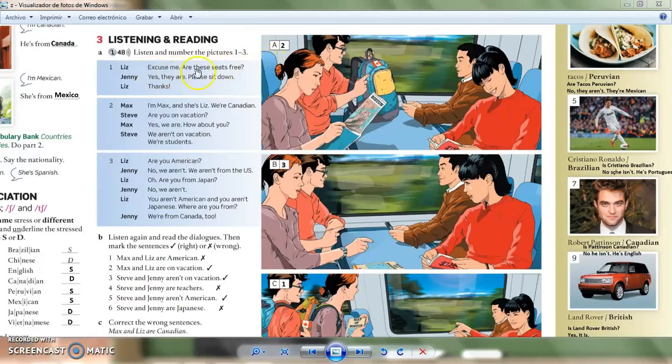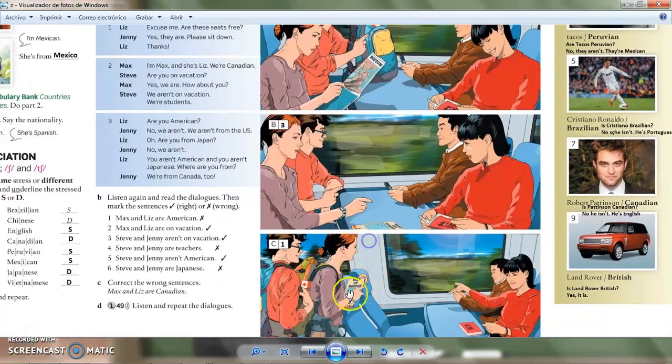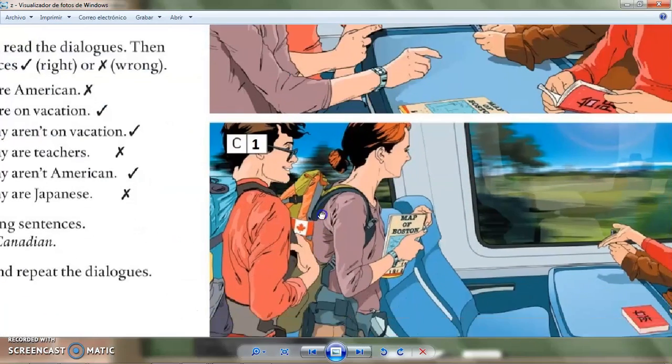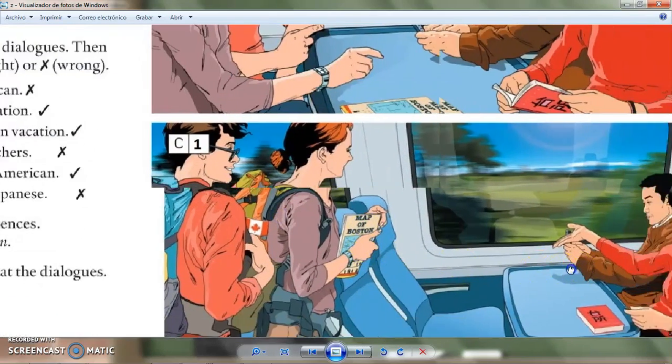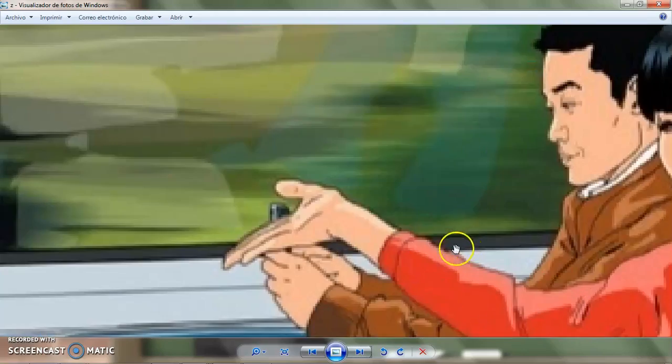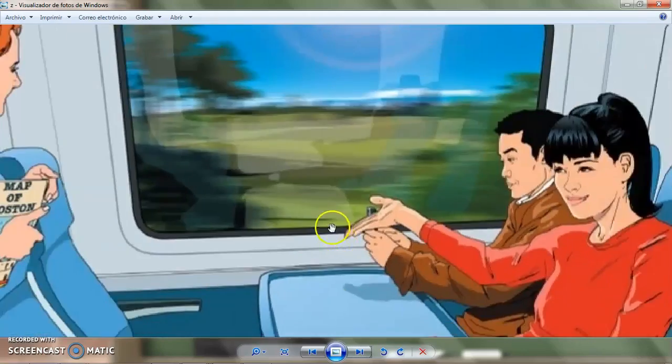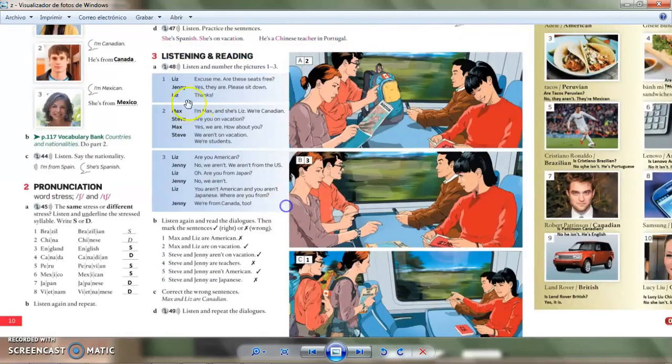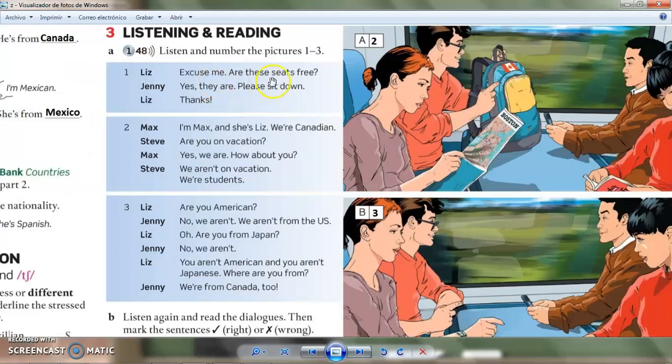About the conversations that we have here. Okay, conversation number 1 is this. Here we can see that they are arriving. They have a map of Boston, and the woman is saying this. She's moving her hand to tell them to sit. That's the reason we clearly understand that it says this. Excuse me, are these seats free? Yes, they are. Please sit down.